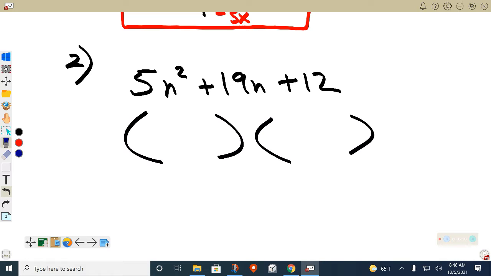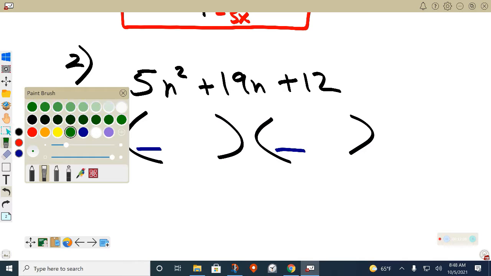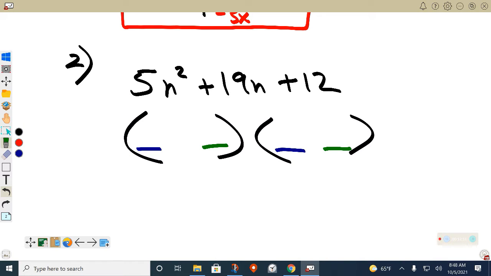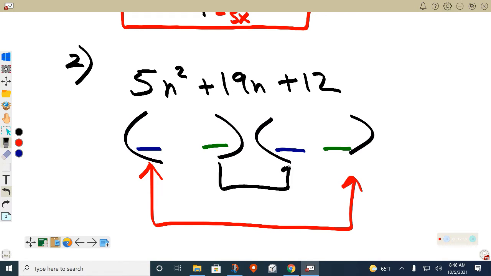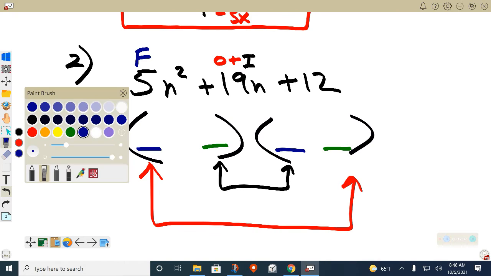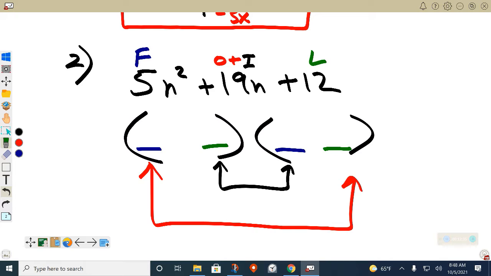So let me stay with my color coding. First becomes the 5n. The last, in green, becomes the 12. And then the outers plus the inners, I'll put the O plus I here. FOIL. The outers plus the inners become the positive 19. The blues become the 5, and the greens become the 12. Okay?